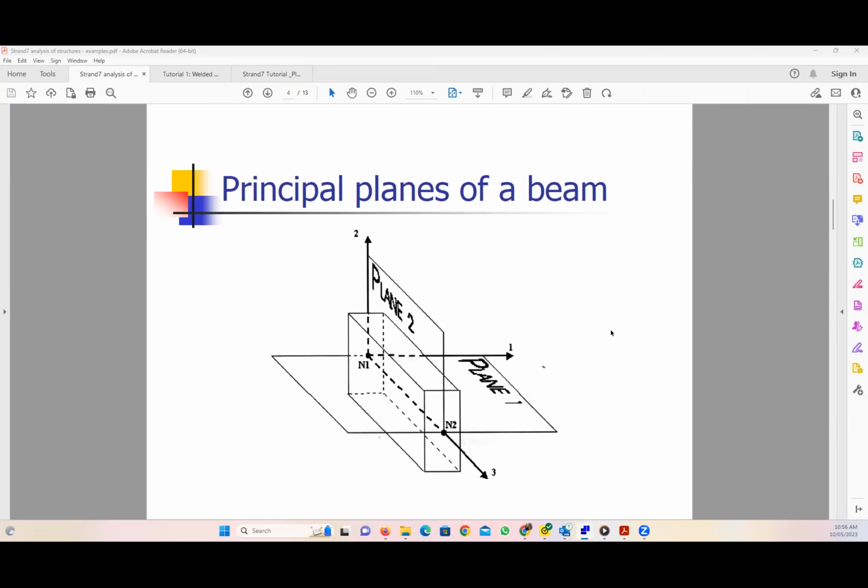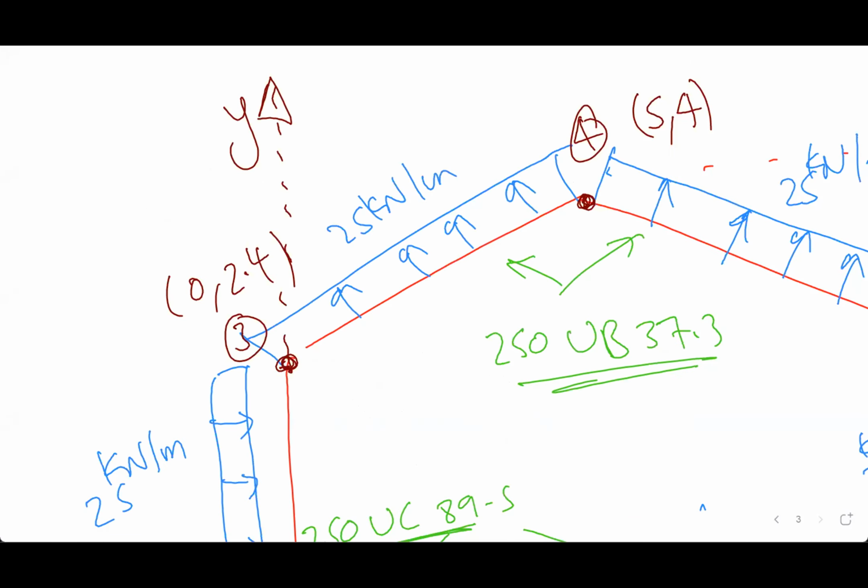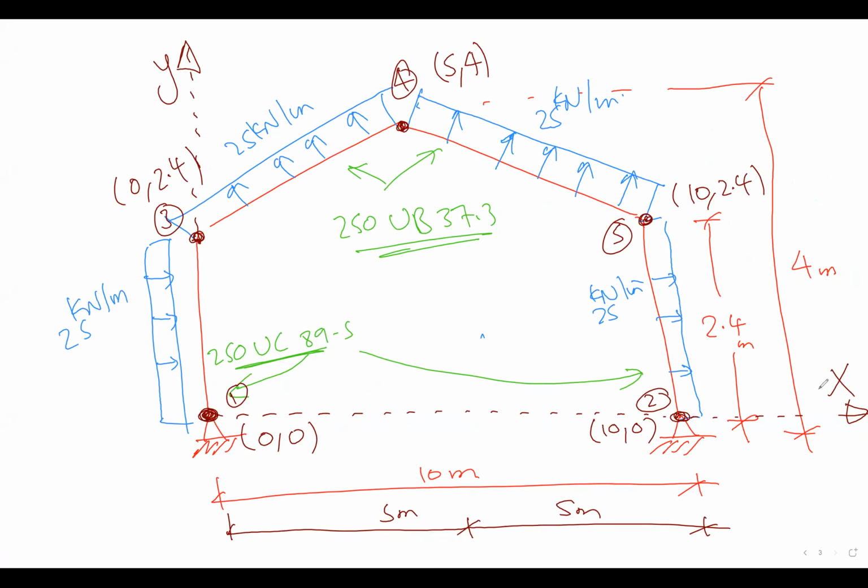If you can see this, the principal planes of the beam elements. This is because we have two coordinate systems, as you can see in the software: global and principal. What is the difference between global and principal? I will explain on the whiteboard here.